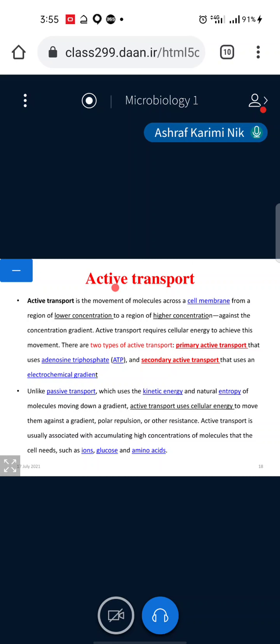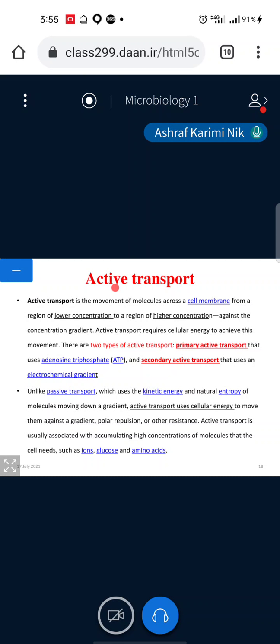Now about active transport. Active transport is very important. It needs ATP because of the difference in gradient concentration. A material from low concentration comes to high concentration, and thus it needs energy consumption.